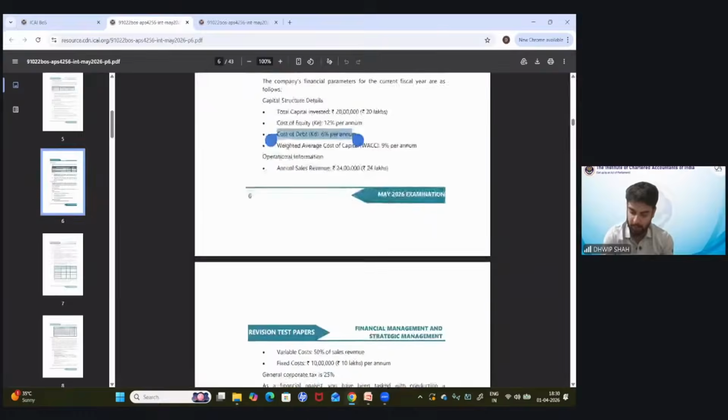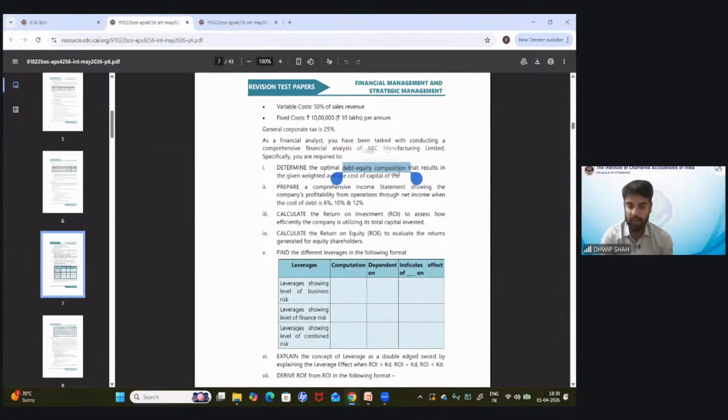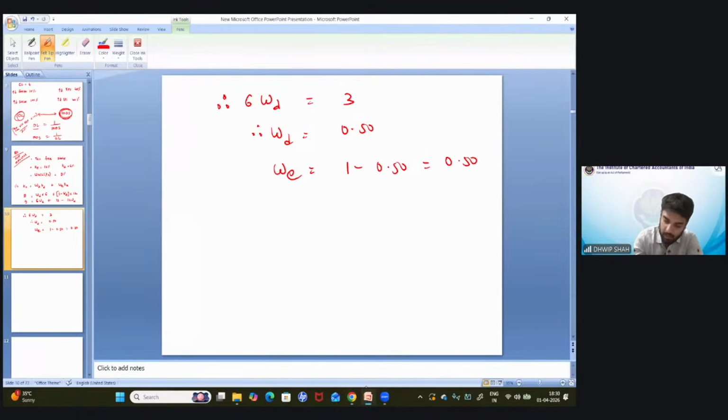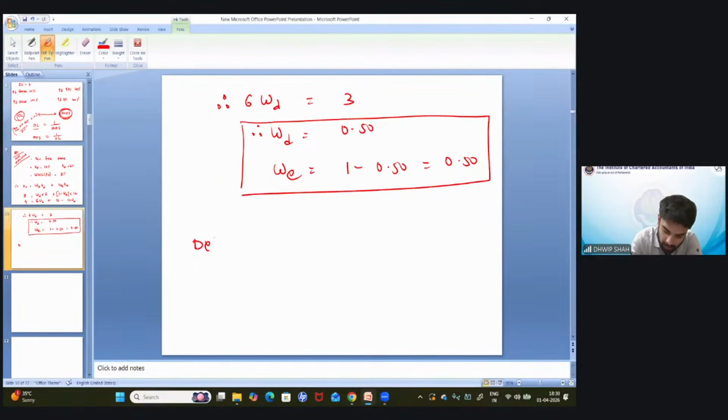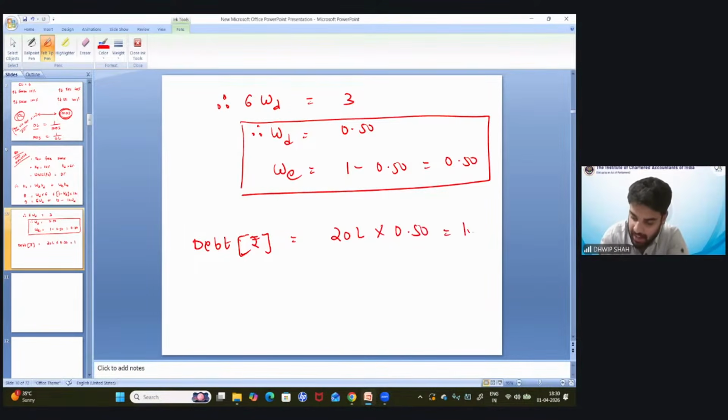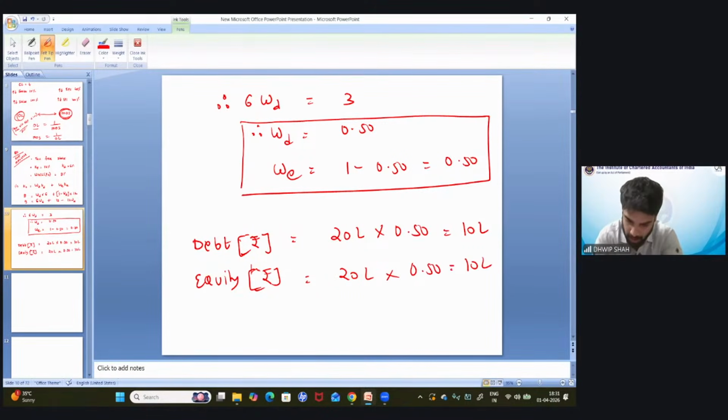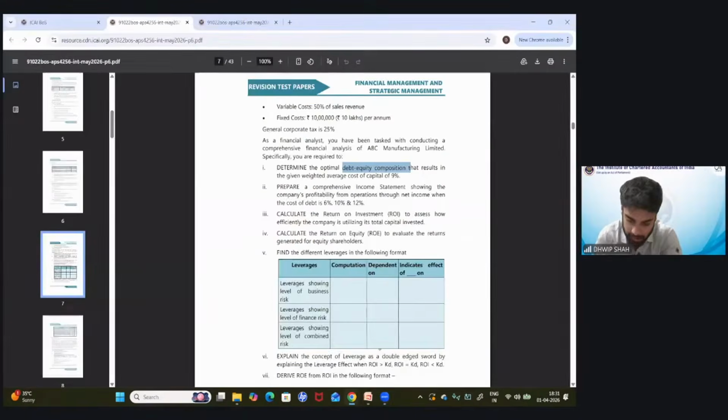This is what they have asked in point number 1. Optimum debt equity composition. Composition means weight of debt कितना, weight of equity कितना. Are you following? So can I say this is the composition of debt and equity? अच्छा. So in other words, my debt in rupees will be how much? Total capital is 20 lakhs. Its 0.5 is my debt. 10 lakhs. Equity in rupees would be how much? Again, total capital is 20 lakh. Its 0.5 is equity. 10 lakh. Clear till here? Point 1, any doubts? Any of the students? Clear, easy?